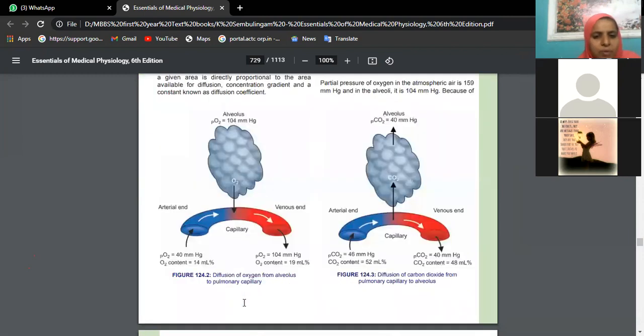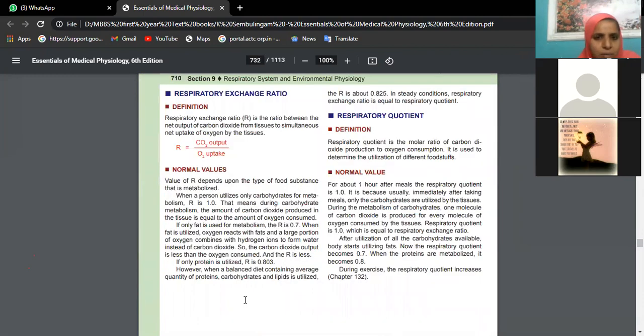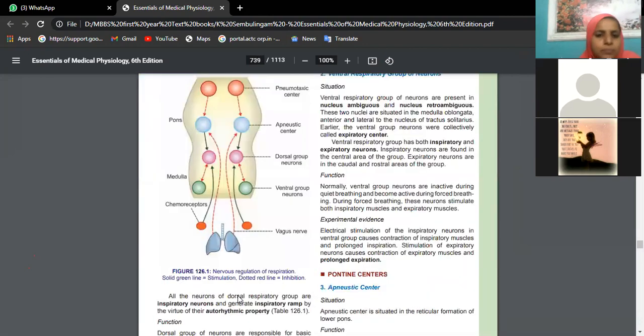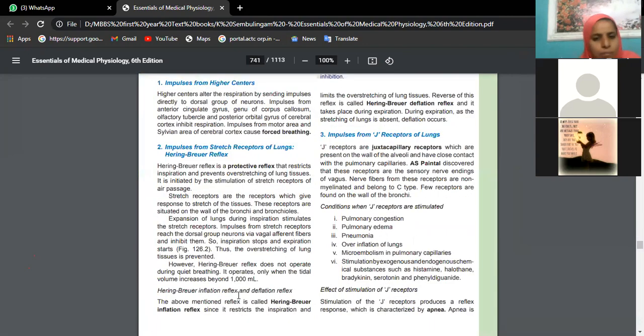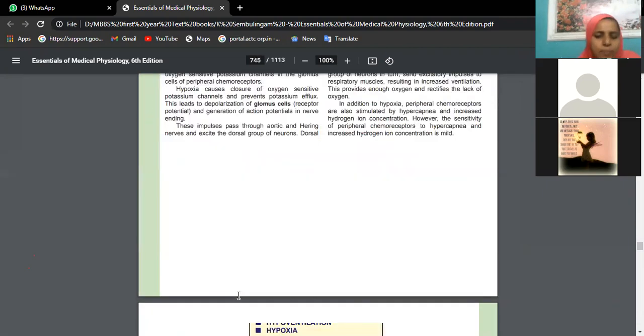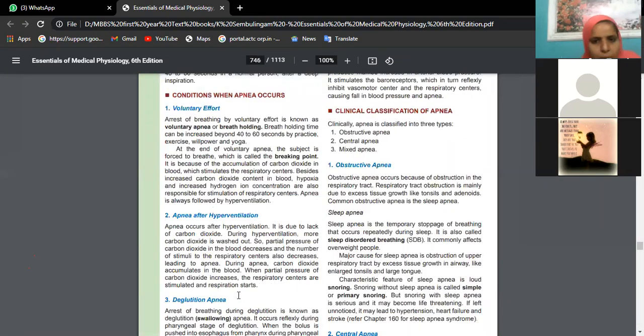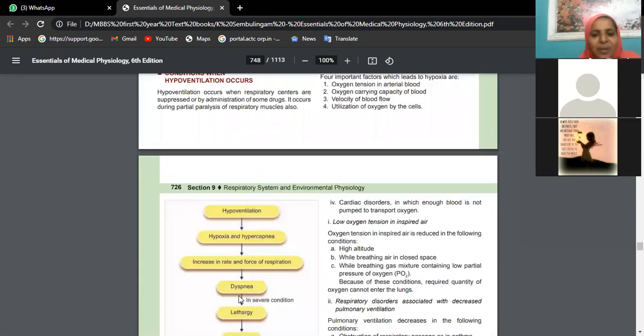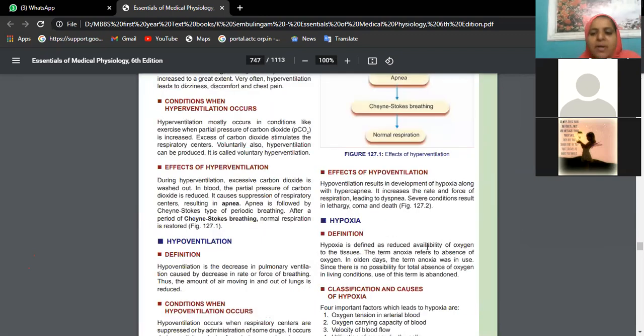Do you remember the 4 types that Ritika told us just now? Yes, ma'am. Anemic, excellent. Hypoxic, and histotoxic? Histotoxic. Yeah. And stagnant. Very good, very good. Okay, nice. But hypoxia is defined as reduced availability of oxygen to the tissues.